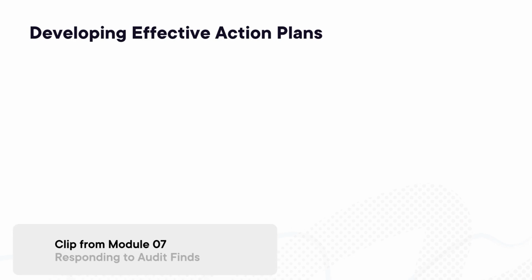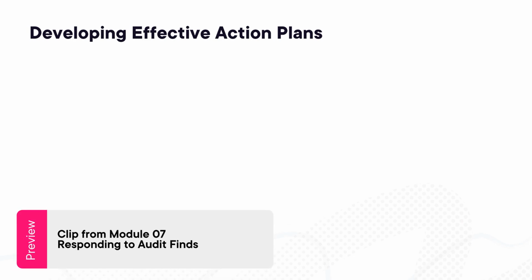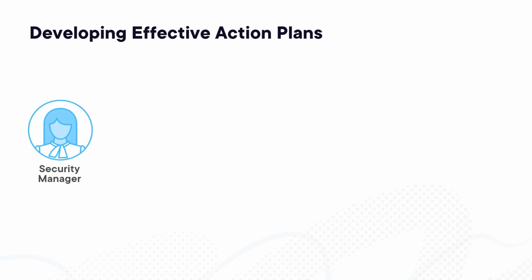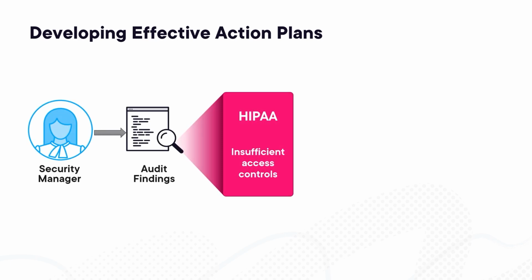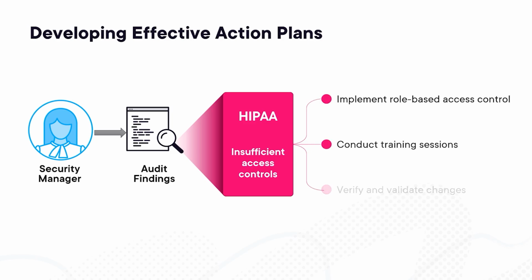So when it comes to developing effective action plans, it turns findings into actionable steps. For example, here we are, a security manager, and we have an audit. The audit findings show that we actually have some HIPAA issues. In this case, a finding under HIPAA regulations might indicate insufficient access controls. So the remediation plan should implement things like role-based access control, conduct training sessions, and then also verify and validate changes. So that's very important.